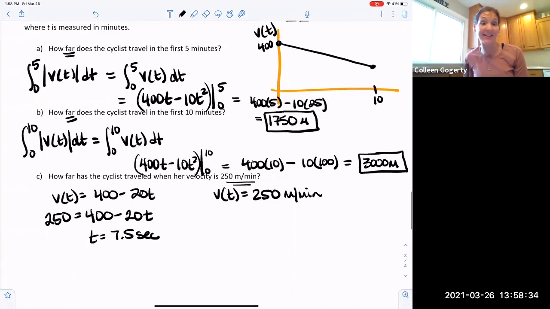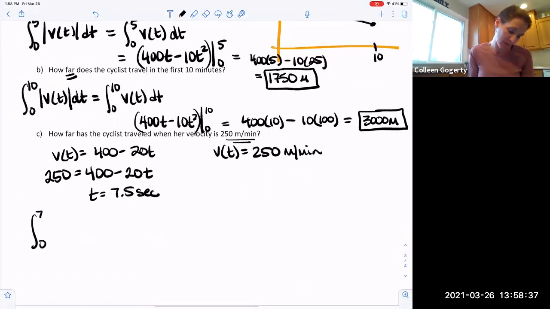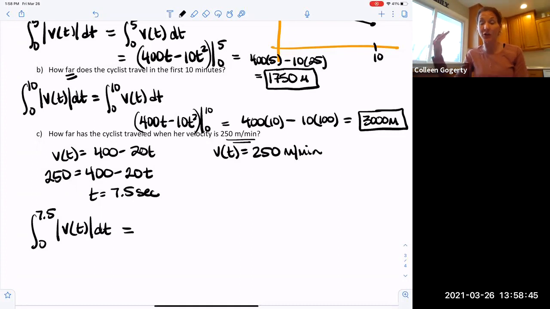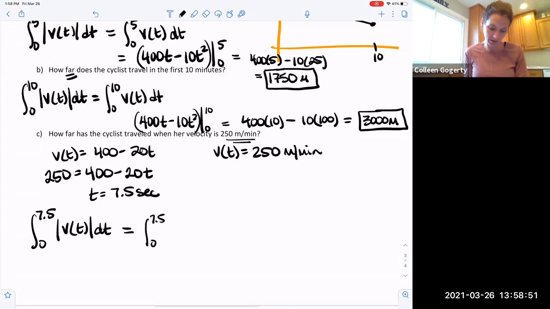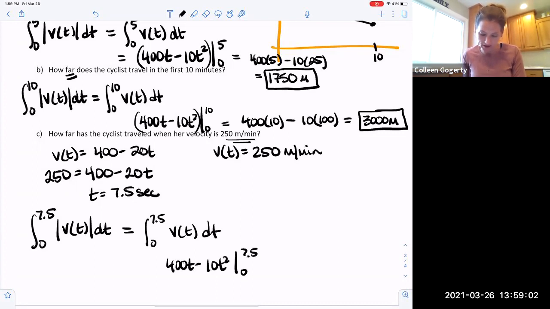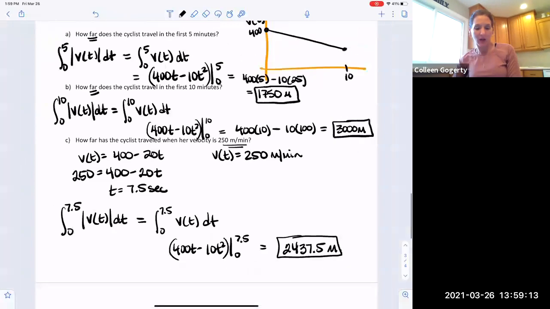So how far has the cyclist gone? Well, I need to integrate from 0 to 7.5 now. It's asking total distance, so I'm again going to put absolute value there. On this particular problem, because velocity is always positive, we know it's still going to be the same as the displacement. So I'm going to have 400t minus 10t squared from 0 to 7.5. And when you plug this into your calculator, 2,437.5 meters. Okay. All right.